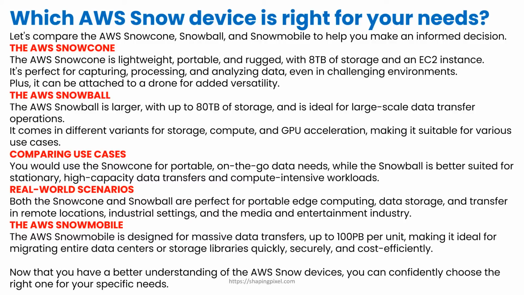The AWS Snowmobile is designed for massive data transfers up to 100 petabytes per unit, making it ideal for migrating entire data centers or storage libraries quickly, securely, and cost effectively. Now that you have a better understanding of the AWS Snow devices, you can confidently choose the right one for your specific needs.